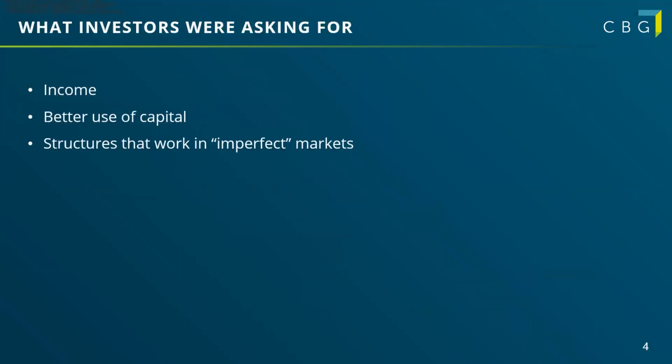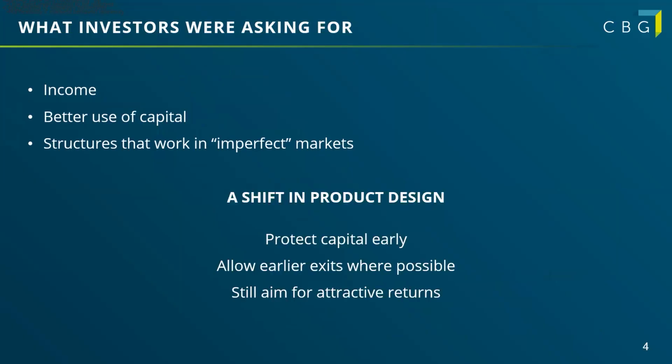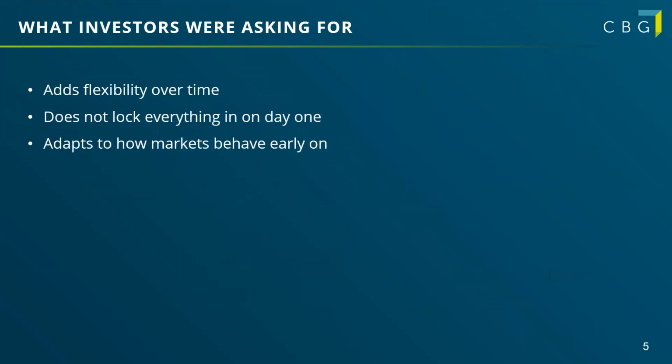At the same time, investors were asking for income, more efficient use of capital, and structures that could still work even when the markets weren't ideal. This led to new ways of designing structured notes, with more emphasis on early protection and flexibility, without giving up the longer-term return potential. Glider notes came out of this thinking. Instead of fixing everything at the start and hoping markets behave perfectly, the structure can adjust based on what actually happens in the early part of the investment.